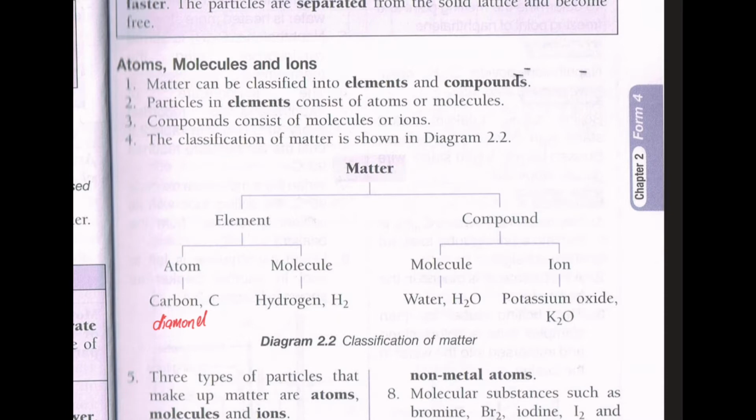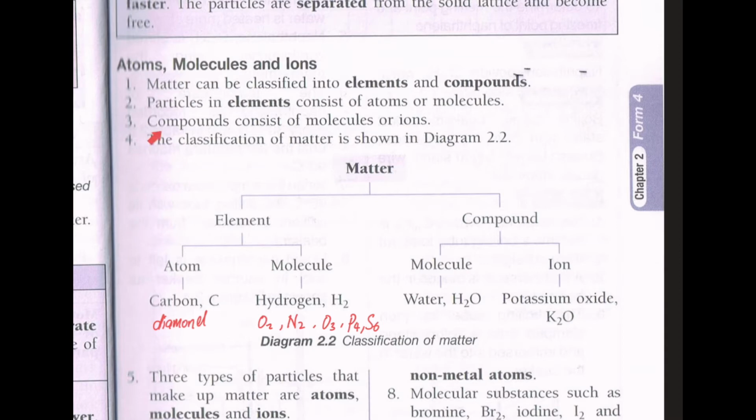H2, more examples, let's say O2, N2. These are elements under the molecule, so there are more than one. Like ozone, O3, so it can be 3 also. You may also see P4, S6. P is phosphorus, 4 phosphorus or 6 sulfur as 1 molecule. They are still elements because they are made of one kind of thing only.